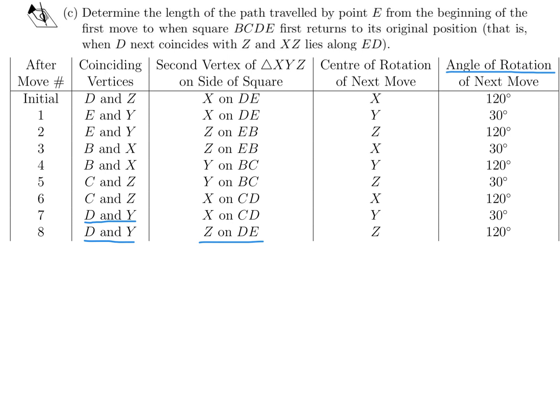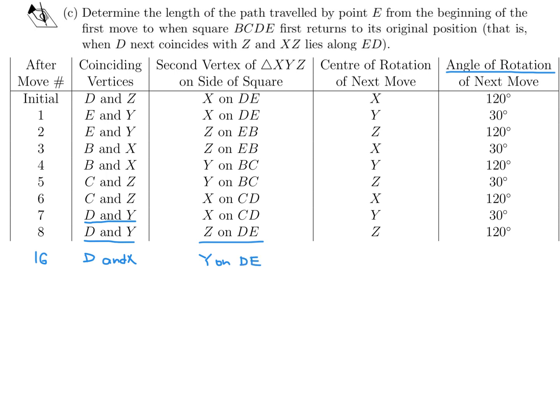And then that is the same as sort of a pattern that, in a very predictable way, will end up in a certain place. So it looks like every 8 moves, it comes back in a certain way. So that means that after 16 moves, I would predict that D and X would be how the vertices would coincide, and Y would be on DE, like that.